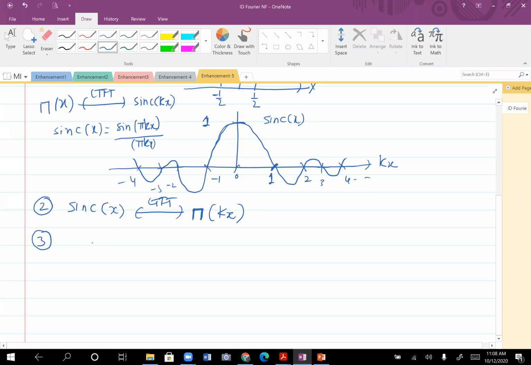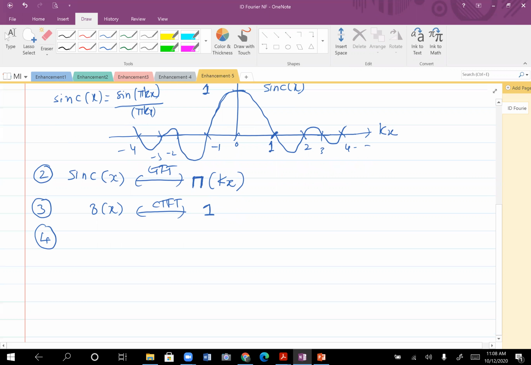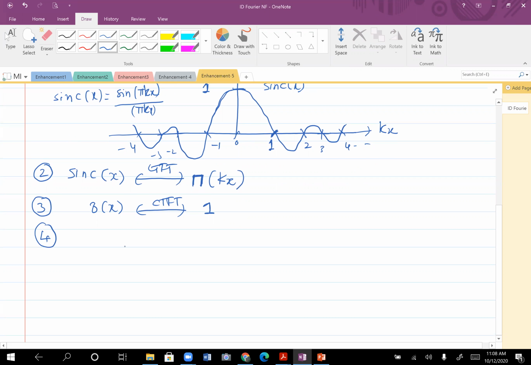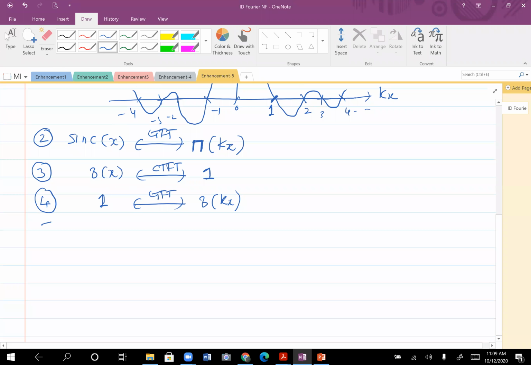So third one, delta of x, what was the CTFT of it? 1. Right, good. So I don't think I need to derive this because you know it from your earlier courses itself, right? Then for 1, what is the CTFT? Delta of kx. Very good, delta of kx. So here the nice thing is that the 2 pi multiplication factor also goes off. This one anyway, if you are flipping it, that was still 1, right? So you have the delta of kx nicely.